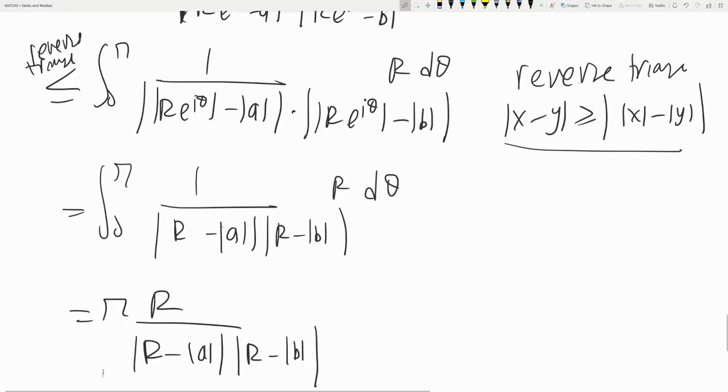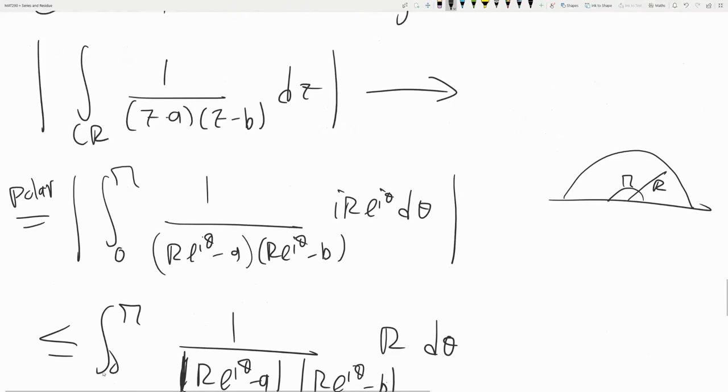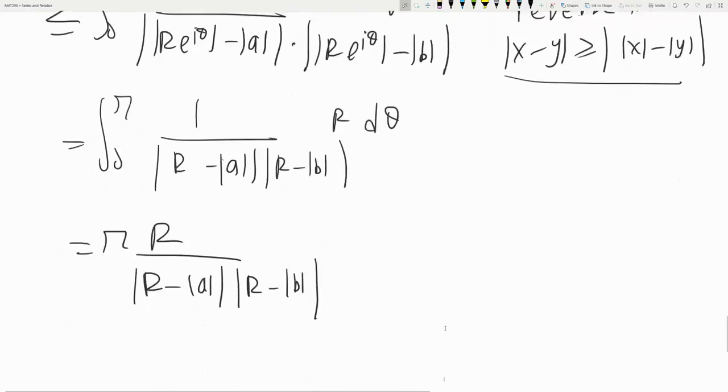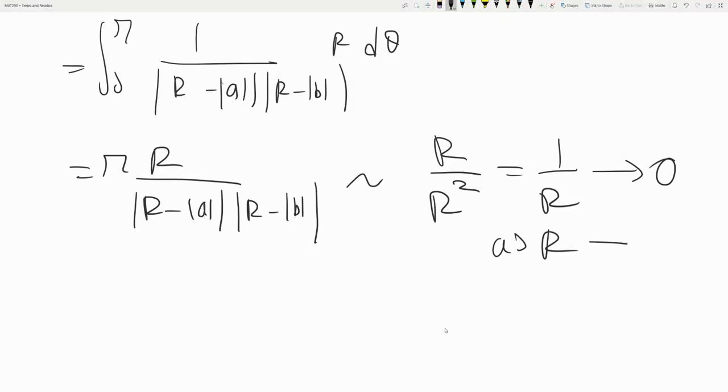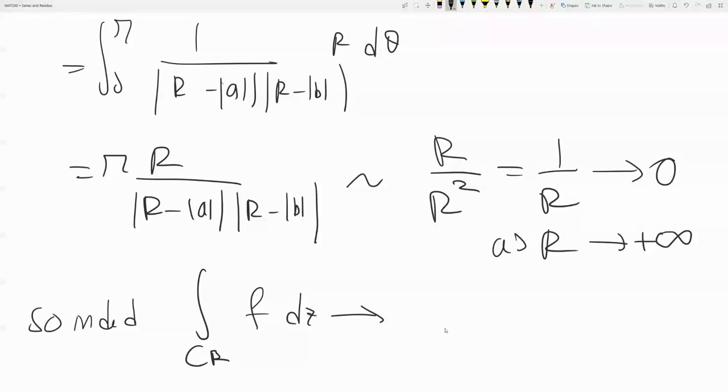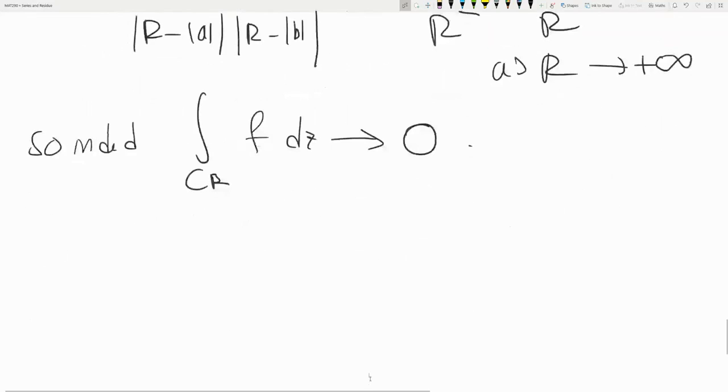Now, what was our claim? Our claim is that this integral is 0. Indeed, this behaves like R over R squared, 1 over R, which goes to 0. So indeed, the C_R integral of f goes to 0. Okay, good. So that's the first step.